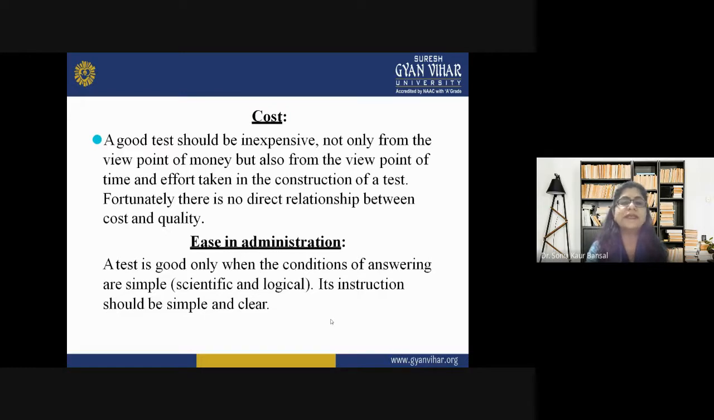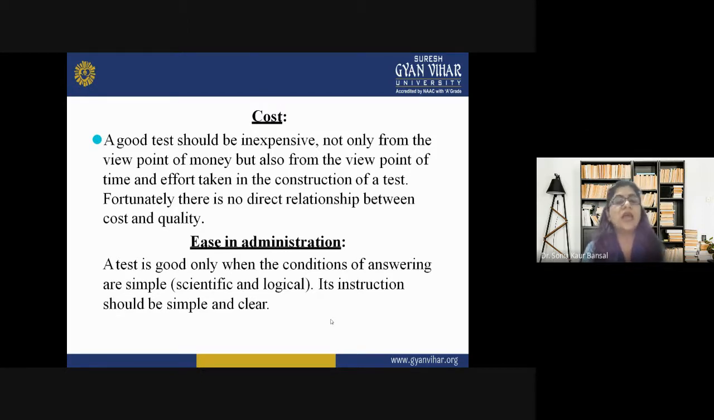So fortunately, there is no direct relationship between cost and quality. We cannot state it in a direct way. But it is for sure that if we get inexpensive testing, then definitely we are going to do more and more research, and those who are not able to afford expensive testing will have some good opportunities to do testing on those particular dimensions also. So costing matters a lot.